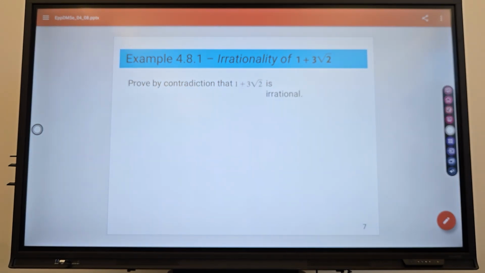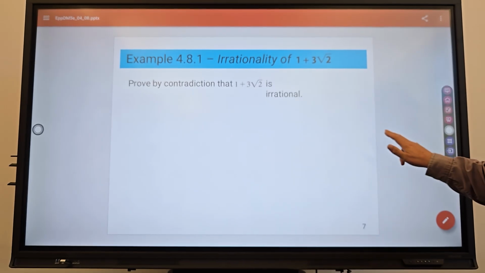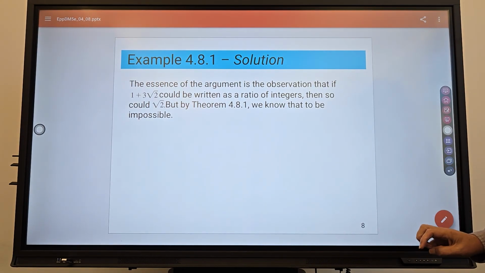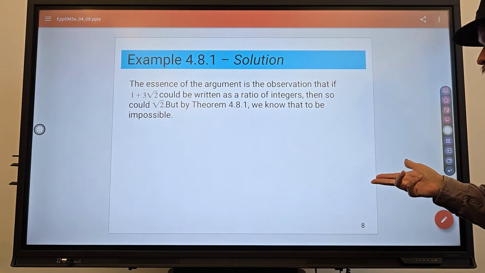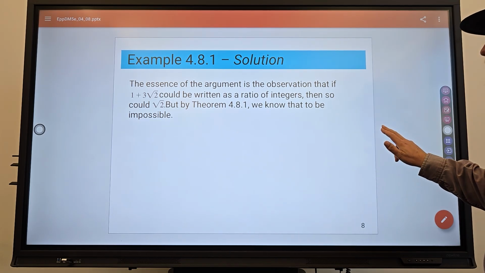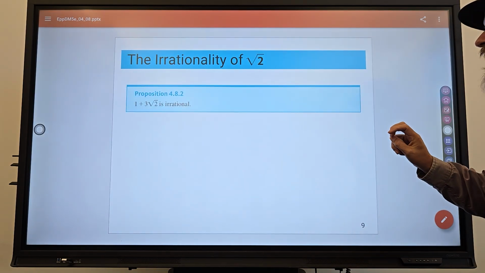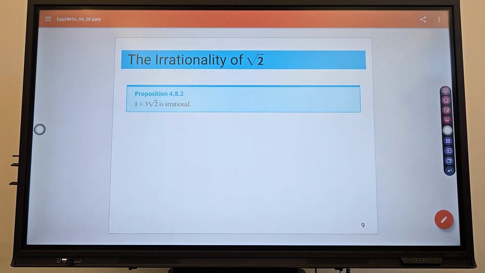Proof by contradiction that 1 plus 3 times the square root of 2 is irrational. The essence of the argument is the observation that if 1 plus 3 times the square root of 2 could be written as the ratio of integers, then so could the square root of 2. But by theorem 4.81, we know that to be impossible. So we know that 1 plus 3 times the square root of 2 is irrational.